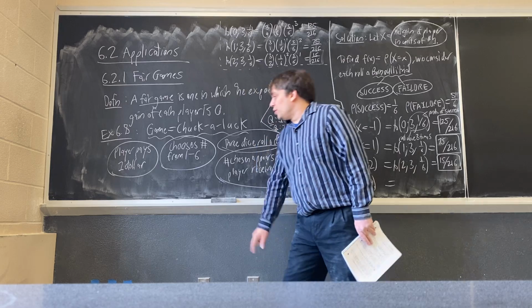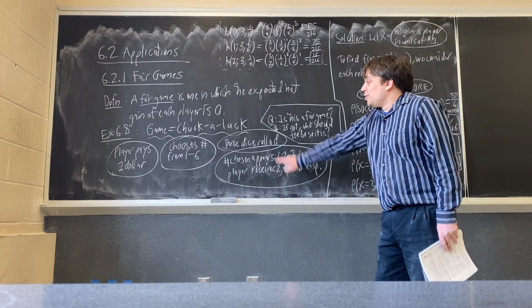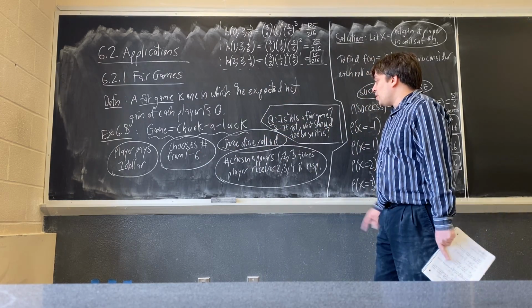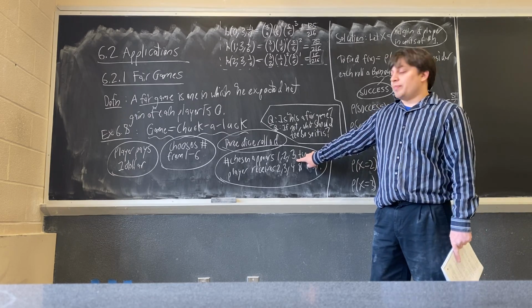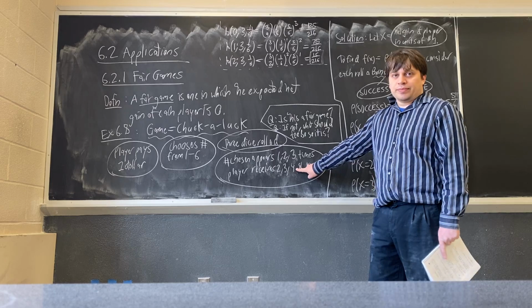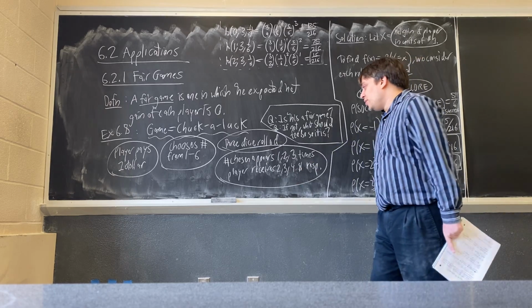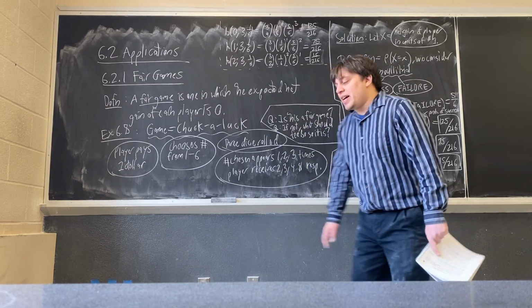pay $1, you choose a number from 1 to 6, you roll 3 dice, your number appears all 3 times. So you chose a number, you roll 3 dice, it appears in all 3 of them. You make $4 for that. You say you make $4, you paid $1, you make a net of $3.